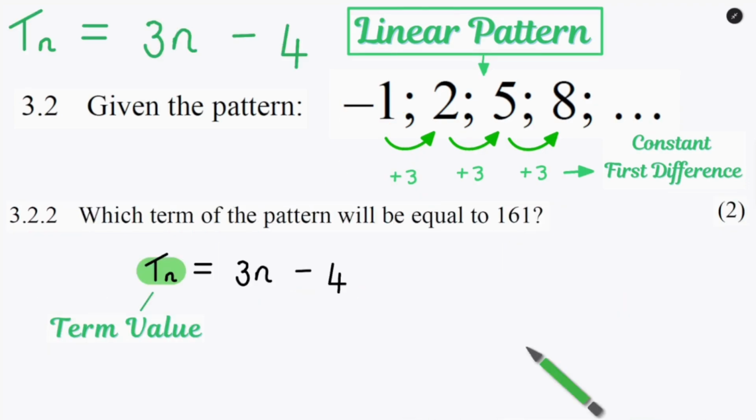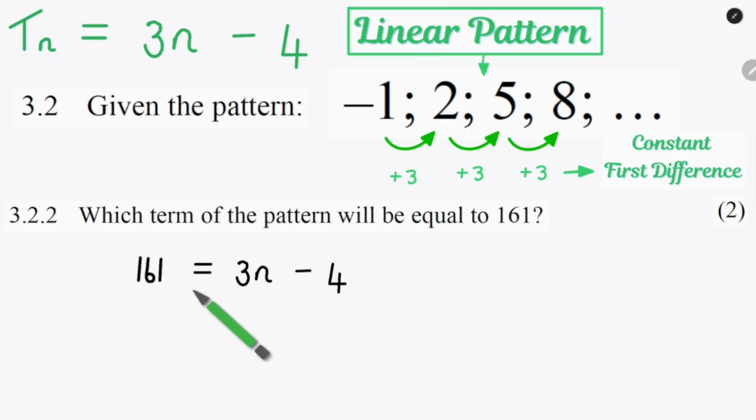And now we need to find out which term of the pattern will be equal to 161. So using our rule that we got from the previous question, we've got to remember that Tn is a placeholder for the term value. And this 161 is a term value because the term is equal to it. So I'm just going to replace this with 161. And after we make that change, it's just like solve for x. So to isolate n, we've got to take this -4 over to the other side of the equal sign. It's going to become +4.